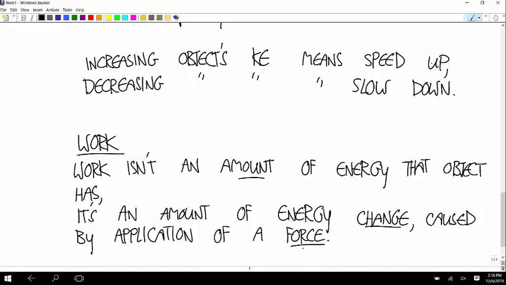Okay, so there are many ways to change an object's energy. One is to put it on a burner on a stove. That increases the temperature, increases the energy, but that's not what we're talking about. We're only talking about changes in energy due to applying forces. Okay, so that's what work is.